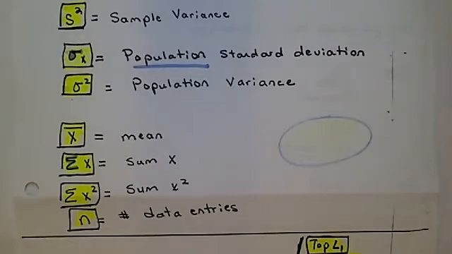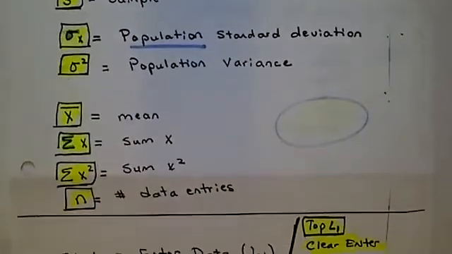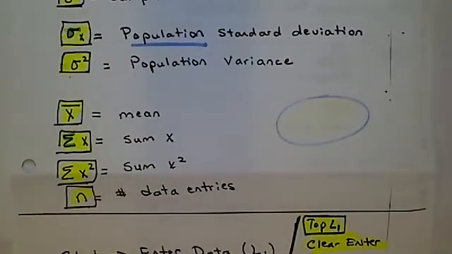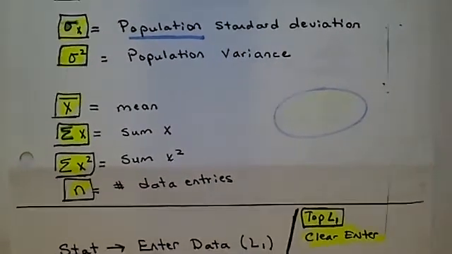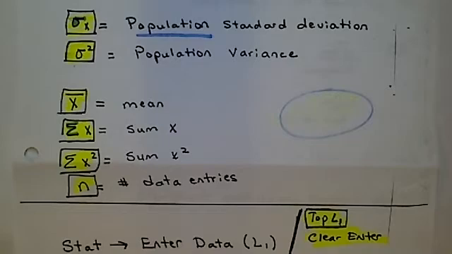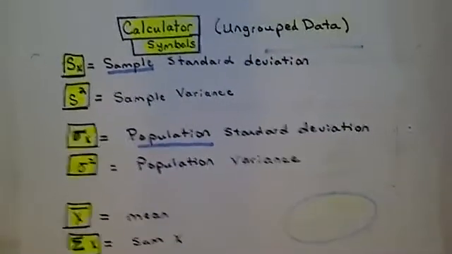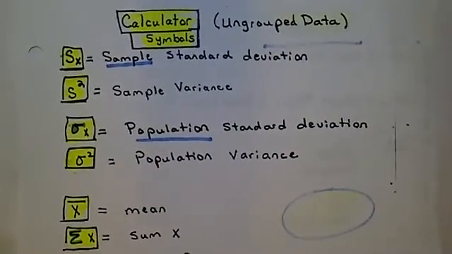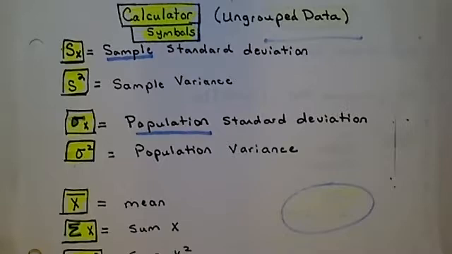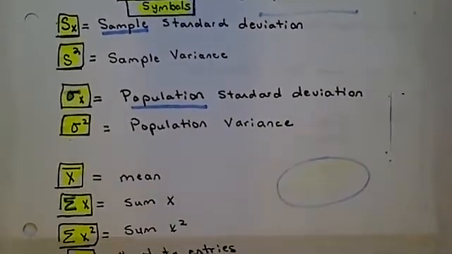X bar is your mean. Then you have the summation symbols, the sum of your x's, the sum of your x squares, and n is your number of data entries. I'll put this through one more time. You can pause it if you need to, whatever you need to write down.